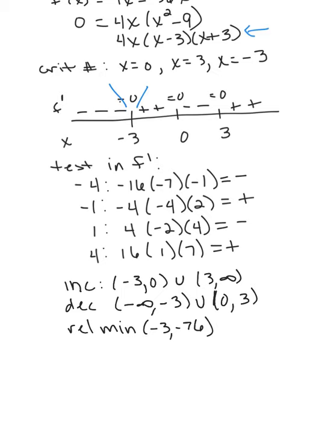At 0, we are increasing before, decreasing after. So we have a relative max at 0, 5. At 3, we are decreasing before, increasing after. So we have another min at positive 3, and putting that back into the original, you get negative 76.